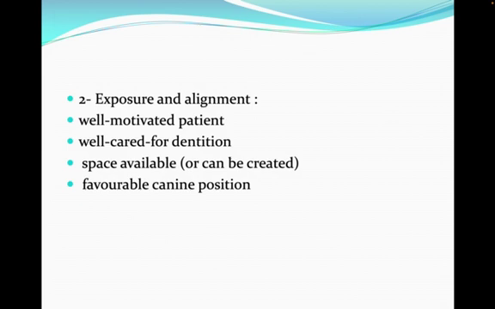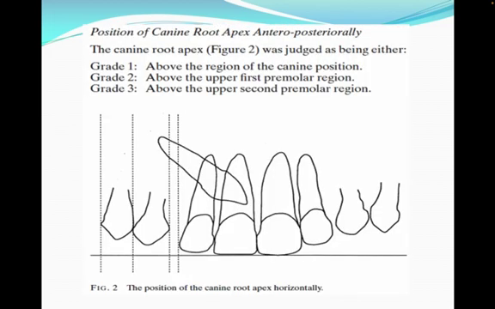The second option, as we mentioned before for the buccal one, is to expose this canine and bring it down to the line of the arch. However, in order to do this, our patient has to be very well motivated because that's a long treatment time. You're going to spend almost 2 years treating this patient, so he has to be motivated and well cared for his dentition. We need to create space and also, the most important one, a favorable canine position. We don't want to start alignment of a canine that is not in a favorable position.